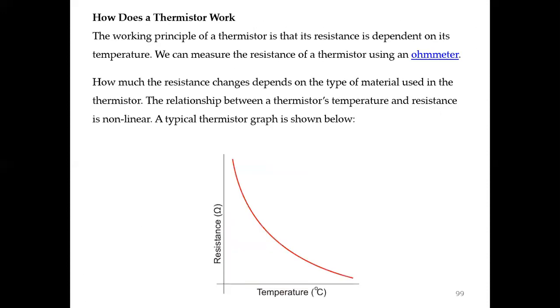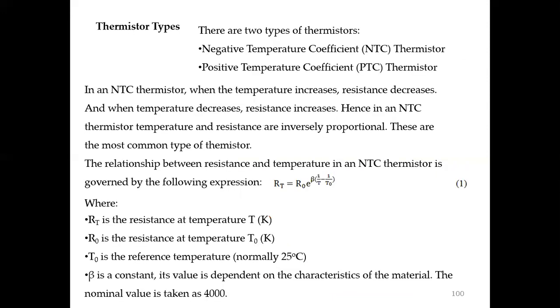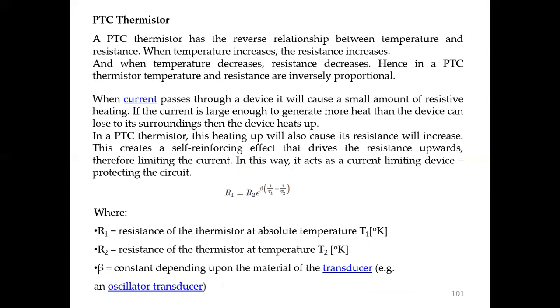How does the thermistor work? The working principle of a thermistor is that the resistance is dependent on the temperature. We can measure the resistance with an ohmmeter. That means when temperature increases, the resistance decreases. There are two types of thermistor: one is the negative temperature coefficient thermistor, and the other is the positive temperature coefficient thermistor.